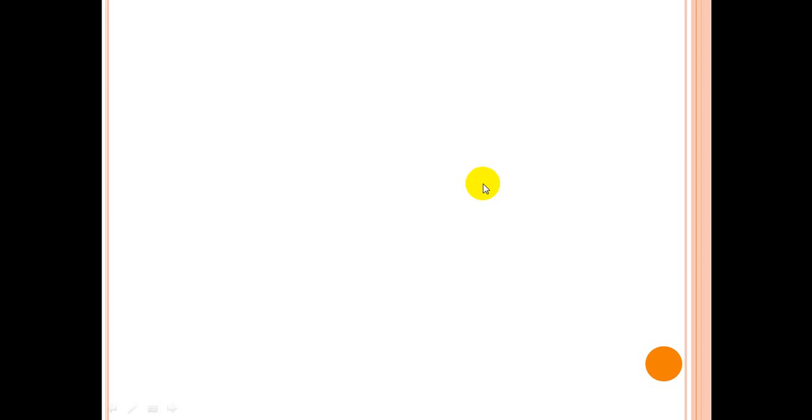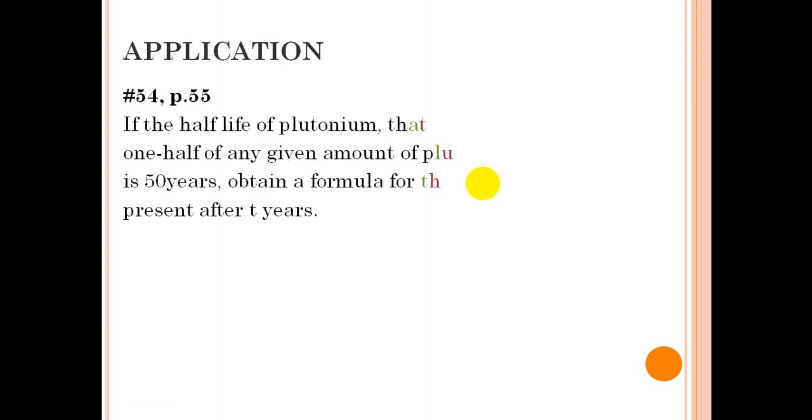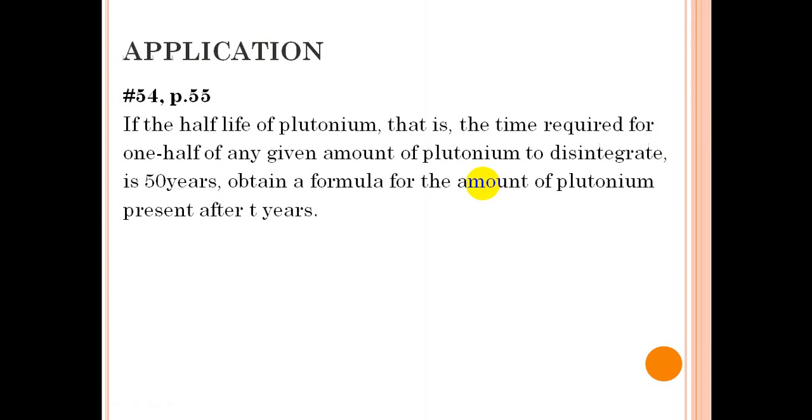Now let's go to part 4. Part 4 is all about application. From number 54 of page 55, given the problem: if the half-life of plutonium, that is the time required for one half of any given amount of plutonium to disintegrate, is 50 years, obtain a formula for the amount of plutonium present after t years.